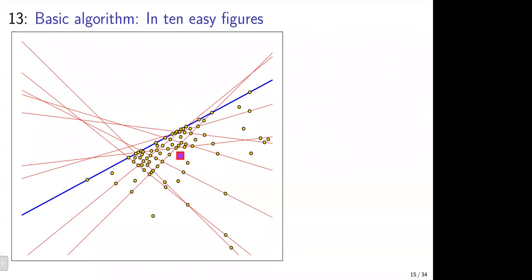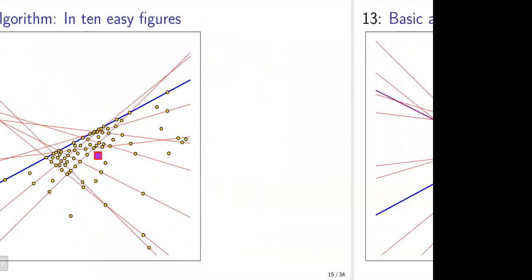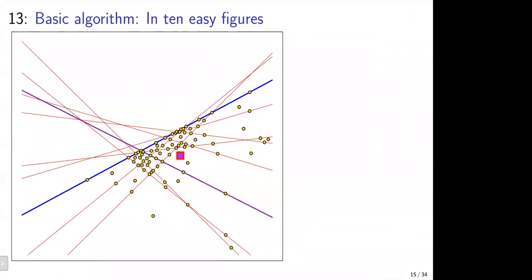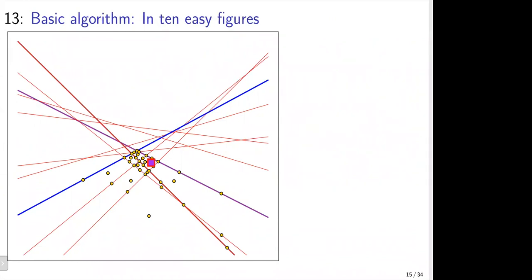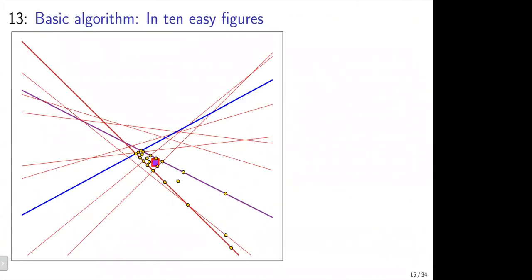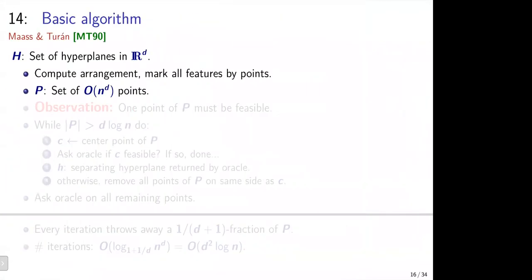We compute the center point. We ask the oracle feasible or not. If it's not, we get a separating line. We throw away the points on the wrong side. And we repeat this process until either all the points were thrown out, which means this undecided LP is not feasible, or one of the queries succeeded and we found a feasible point. So that's the algorithm.